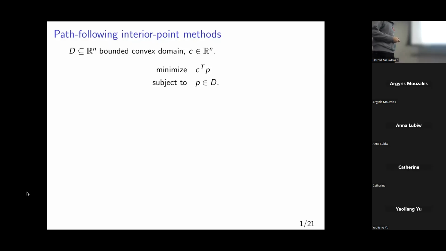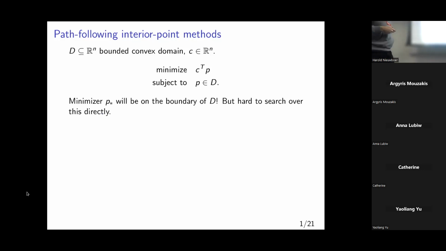Now, the first observation you should make when you have this picture in mind is, I have my convex domain and now I'm trying to minimize a linear function. So at the optimum, it will always be at the boundary of my convex domain, right? Because otherwise I could move further in that direction and then I would escape my domain. But the issue is that searching over the boundary of this domain isn't any easier than searching over P. Right? There's no reason that this should be easier.